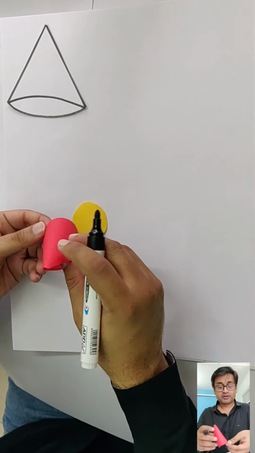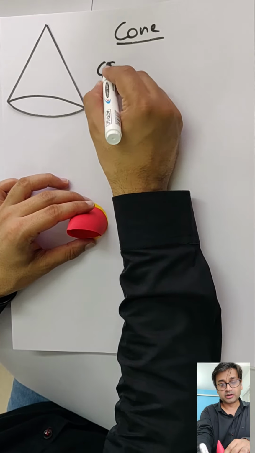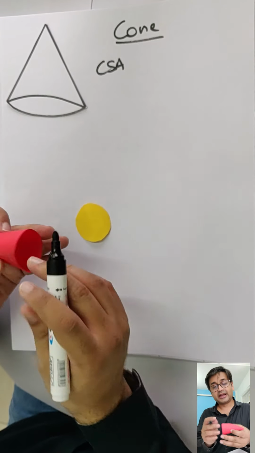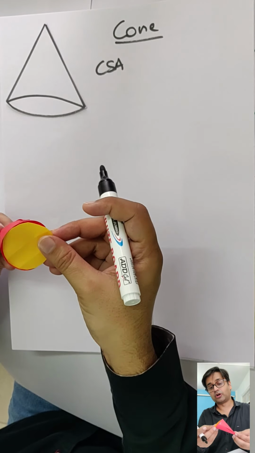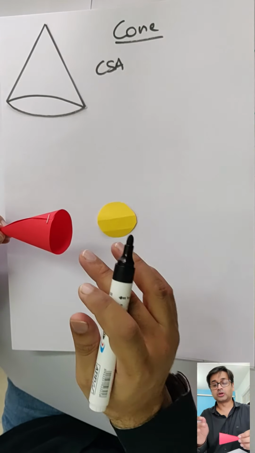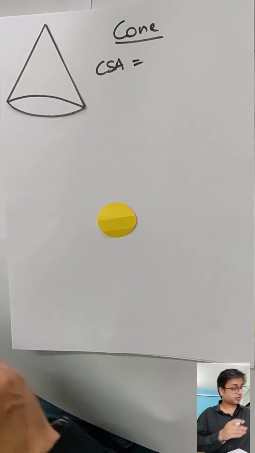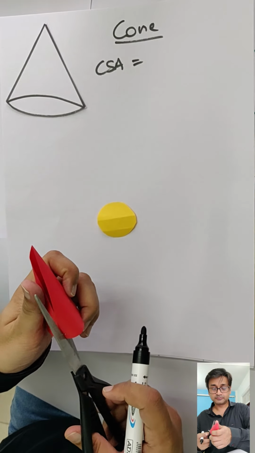Perfect. Now for a cone also, we will have the curved surface area, that is this part, the volume is the inside part, and the total will be this curved part plus this circle at the bottom, together forming the total surface area. So first for the curved surface area, if I have to open this cone, how will it look? Let's open and see.